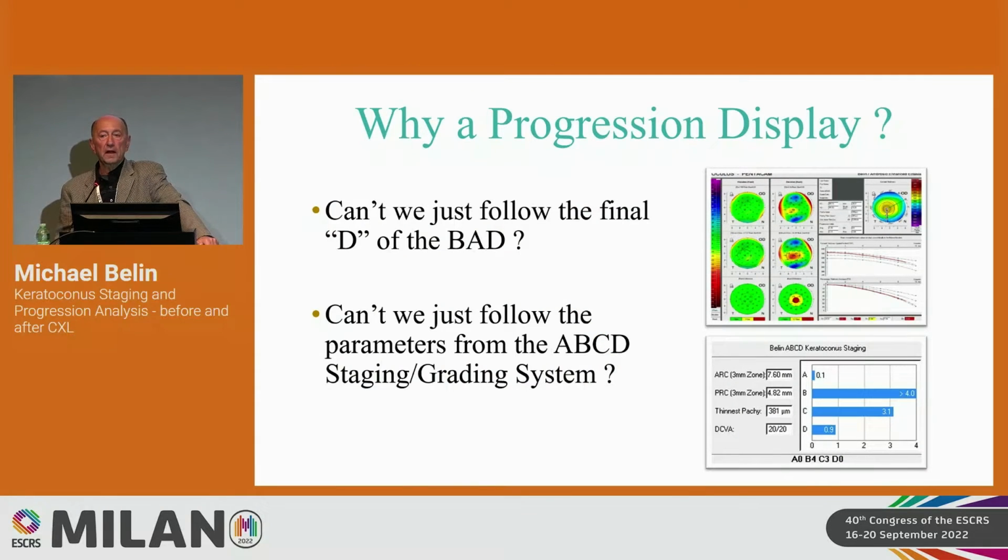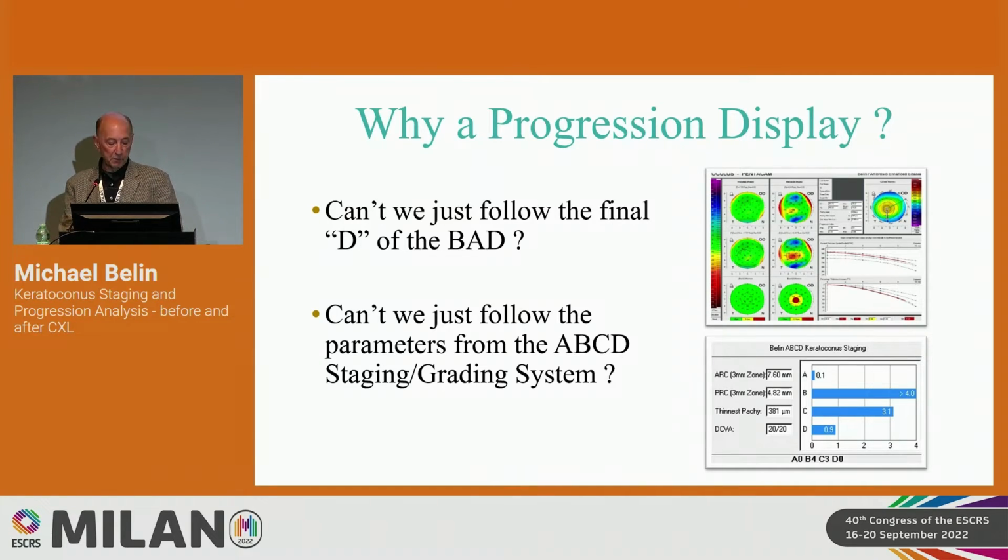So the first thing I always get asked when people go, why did you develop a progression display, is, well, can't I just follow patients with the final D from the BAD display? Or can't we just follow the parameters from the ABCD staging or classification?